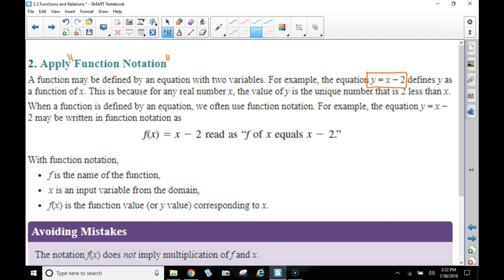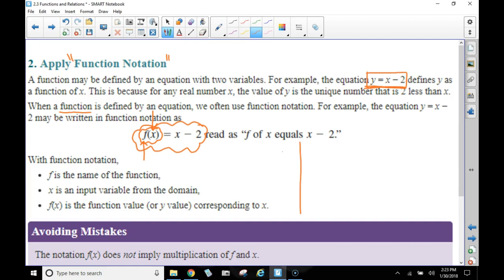When you have a function that is defined by an equation, we're going to often use function notation. For example, y equals x minus 2 may be written in function notation as f of x equals x minus 2. In this notation, the f is the name of the function, x is the input value, and the quantity f of x is basically the y value that corresponds to the x value.